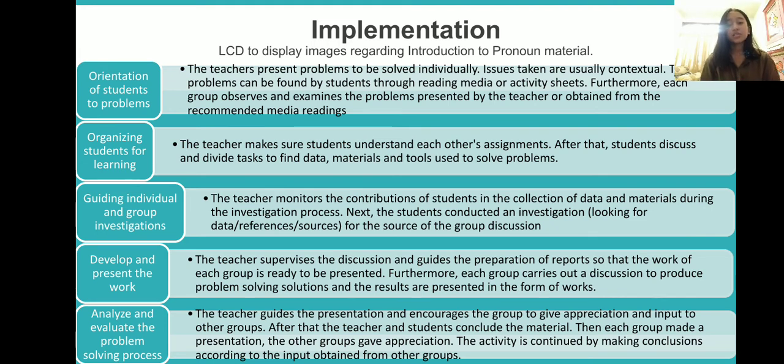The teacher guides the presentation and encourages the groups to give appreciation and input to other groups. After that, the teacher and students conclude the material. Then each group makes a presentation, and the other groups give appreciation. The activity is continued by making a conclusion according to the input obtained from the other groups.